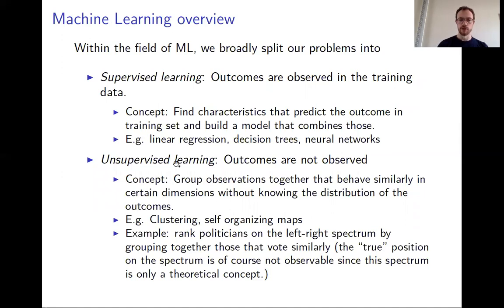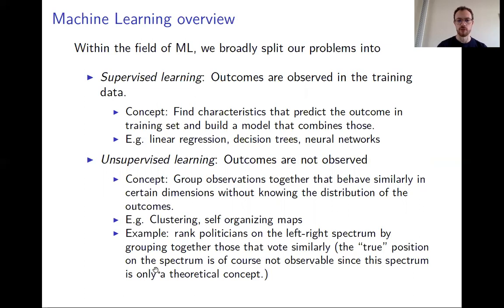The other problem is unsupervised learning, which is grouping together observations where we do not observe the outcomes. Since we don't know the outcomes, we cannot really train a classifier or something. So what we do is we group observations by different characteristics and behaviors that we observe, but the ultimate outcome that we are interested in might not be observable at all.